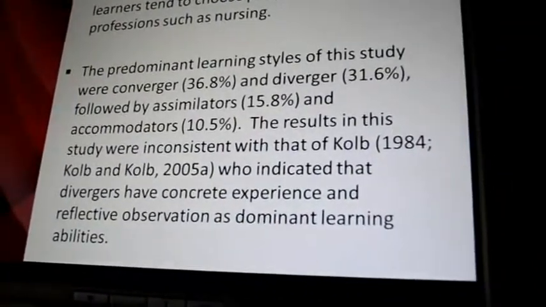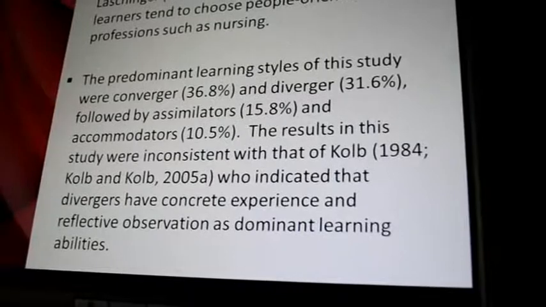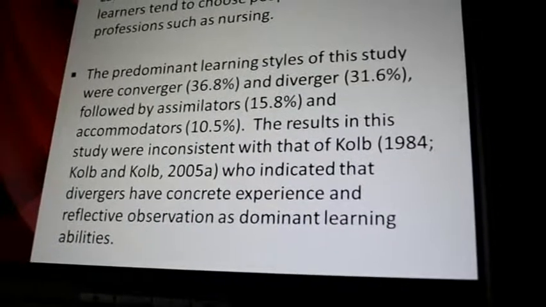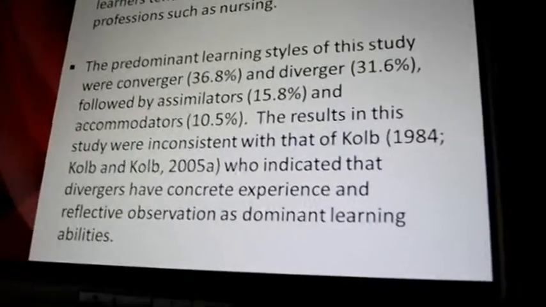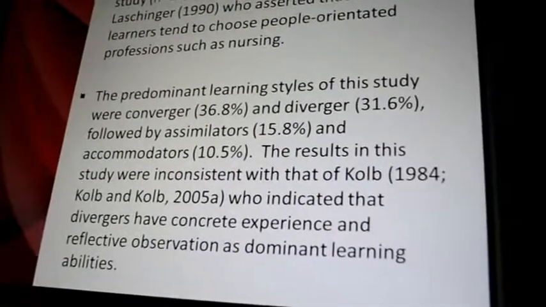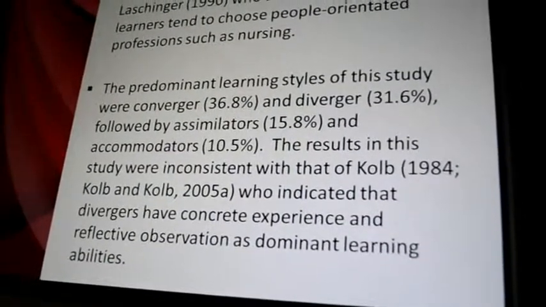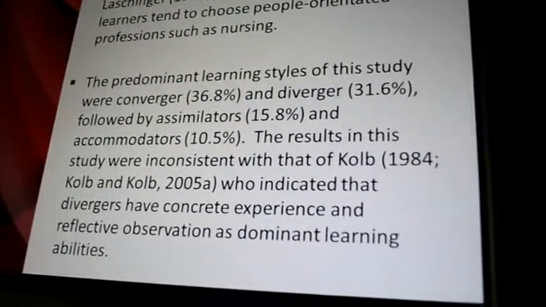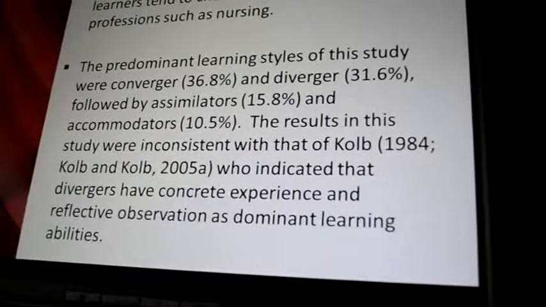nursing. The results of this study also revealed that the predominant learning styles of the participants were converger and diverger, followed by assimilators and accommodators. Kolb and Kolb 2005A indicated that the divergers have concrete experience and reflective observation as dominant learning abilities. The results of this study were inconsistent with that of Kolb 1984 and Kolb 2005A, but the difference in findings could be attributed to the unique way each learner may apply learning style preferences and his or her capacity to adjust learning styles to a particular learning environment.